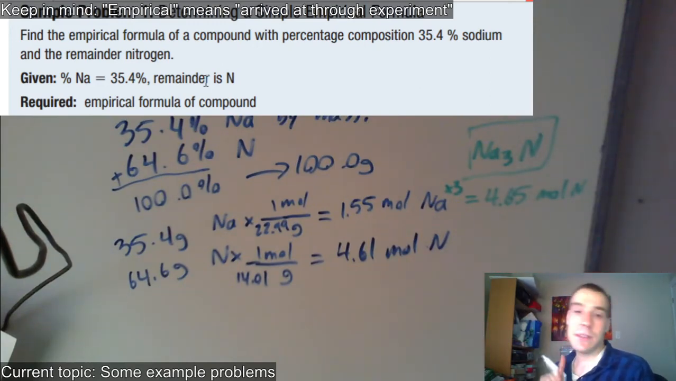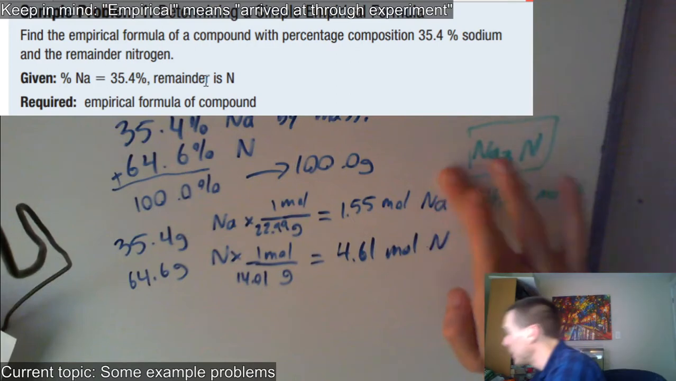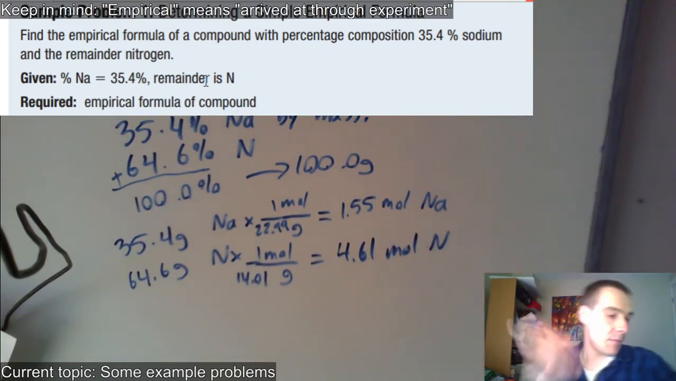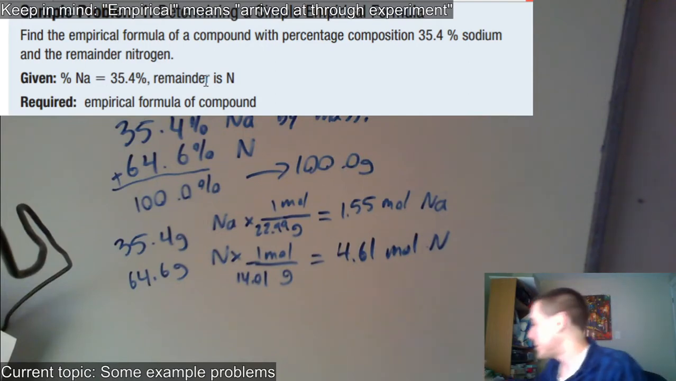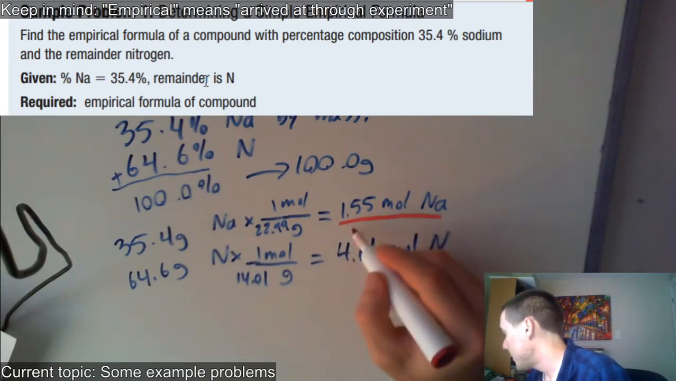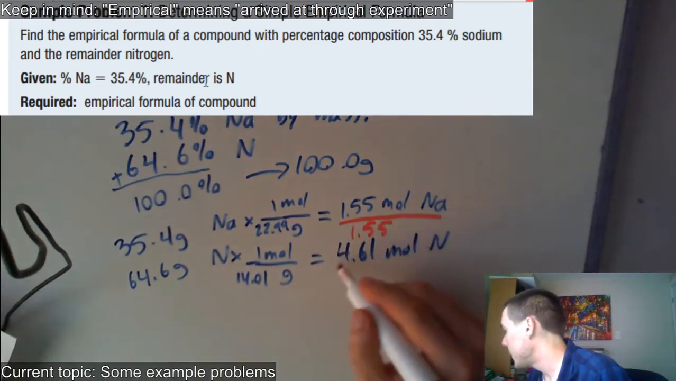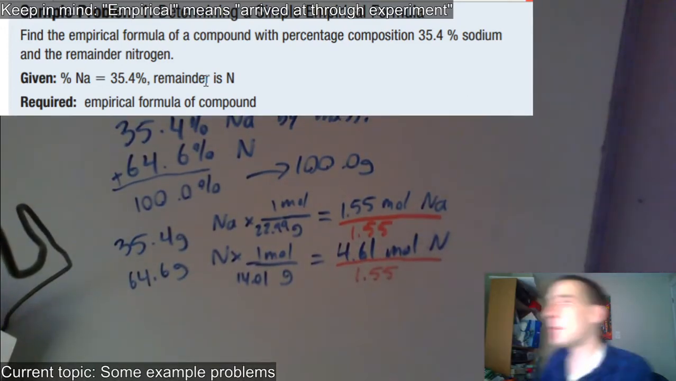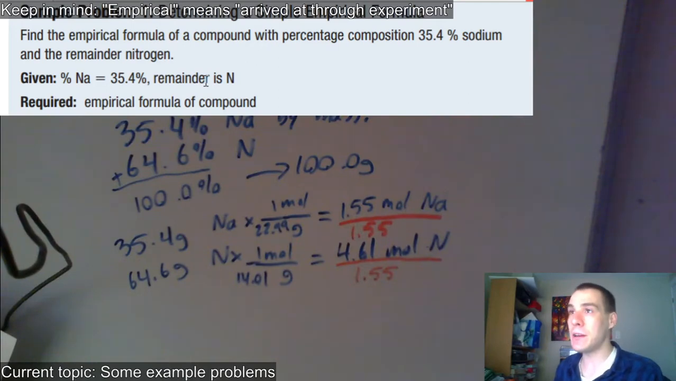But there is an easier way to do this. There's a much, much easier way to do this instead of trying to guess what number we're multiplying by. And that much easier way, and this is the trick, is to divide everything by the smallest number. We divide that by 1.55, divide this by 1.55. Remember, we get to choose the masses here. We can choose whatever we want.